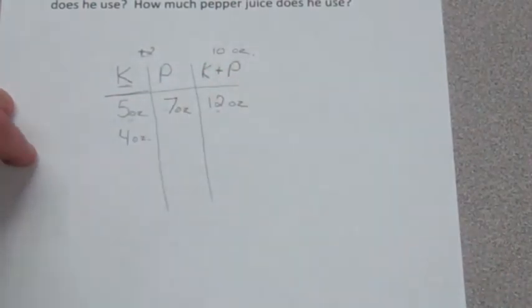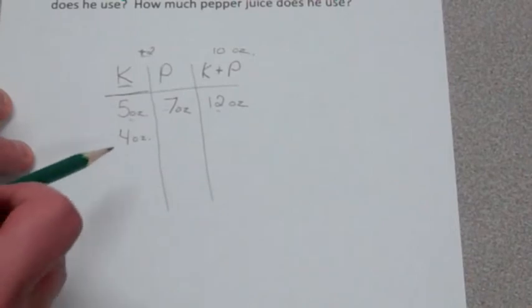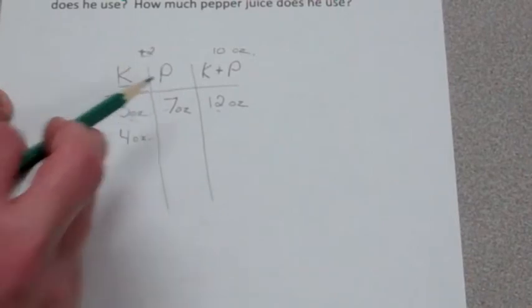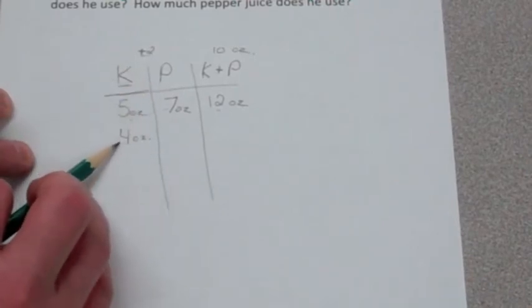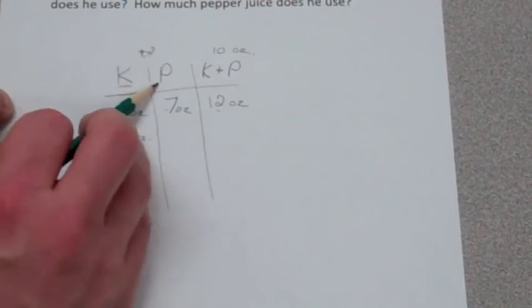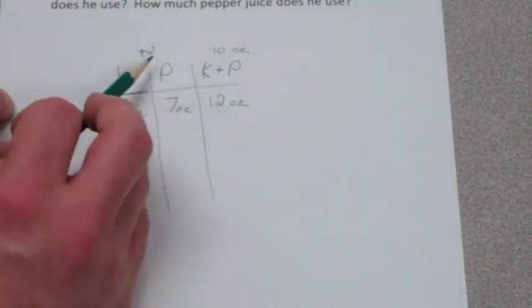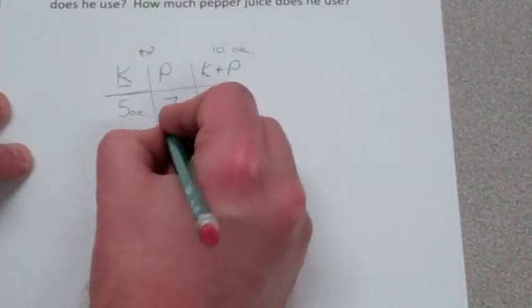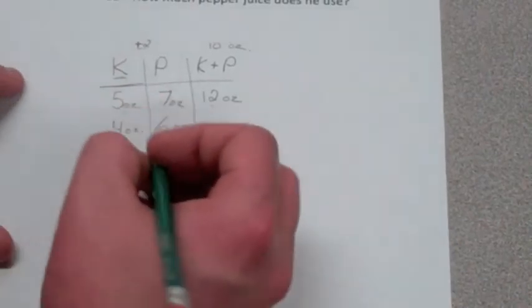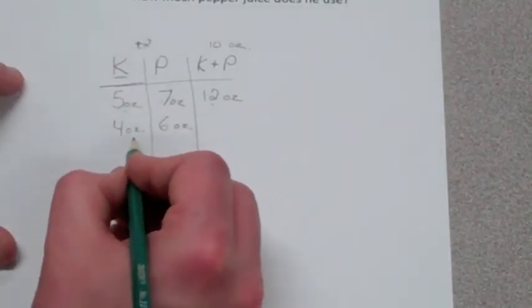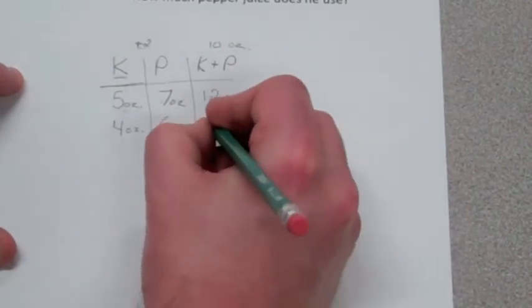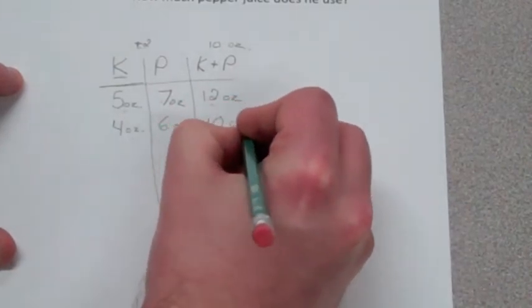Now, if I use 4 ounces of ketchup, I would then have to use how many ounces of pepper juice? Well, ketchup plus 2 equals pepper juice. So 4 plus 2 equals 6. Okay, so if I use 4 ounces of ketchup, I would have to use 6 ounces of pepper juice to make my sauce. Now, if I add these together, my ketchup plus my pepper juice, I get 10 ounces.